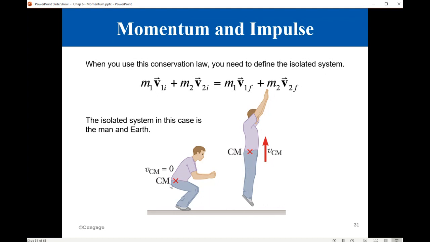The answer, of course, is no, we are not violating anything. Because as a result of this jump, Earth received an opposite momentum in the opposite direction. But because the mass of Earth is so huge compared to the mass of the man, you will not feel the effect, you will not feel the motion, the velocity there. Okay? But if you take the system of man and Earth as an isolated system to apply the conservation of momentum principle, yes, momentum is always conserved. Keep this in mind. Momentum is always conserved, no exception.